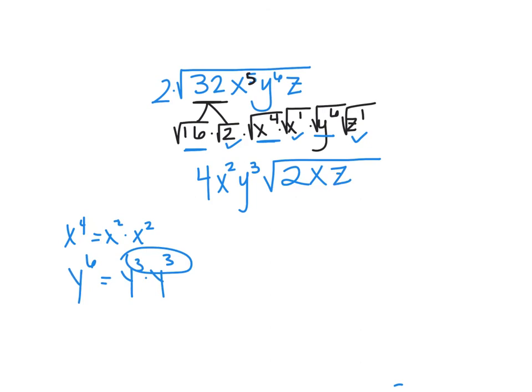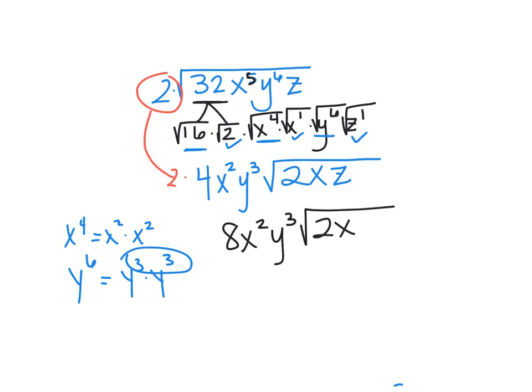The last thing we need to do is bring down that 2 that was being multiplied. So this should be 2 times 4x squared y to the 3rd. So we end up with 2 times 4 is 8. So 8x squared y to the 3rd, and the square root of 2x times z. So this would be your final answer.